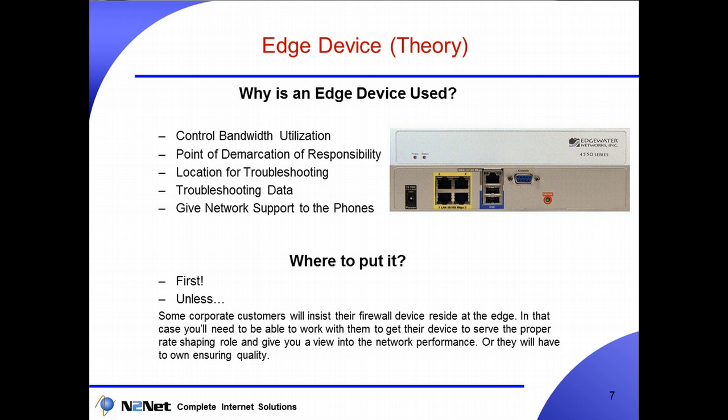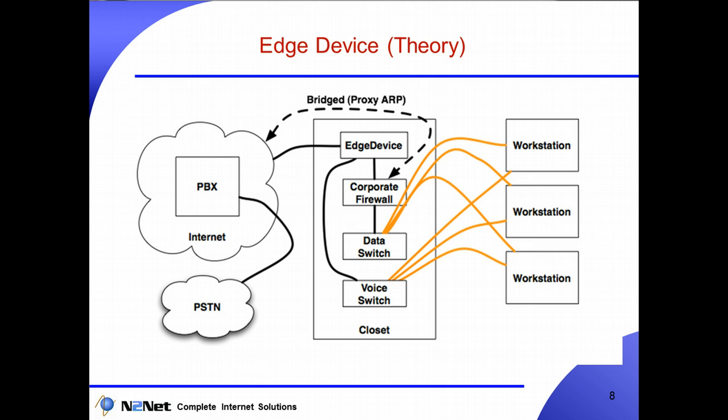The edge device we use is from Edgewater Networks. It's called an EdgeMarc, and we've standardized on the 4550 series. The edge device theory is that we can either use it as a session border controller to bypass the firewall, or we can use it on the edge to do traffic shaping so that the voice gets priority over the data, and the data gets pushed down to the bottom when a call's in progress, and then when the phone hangs up, the whole pipe is able to be used for data again.